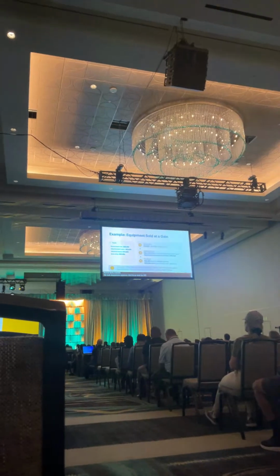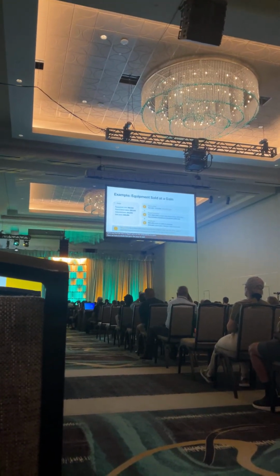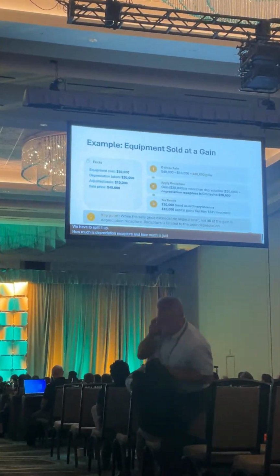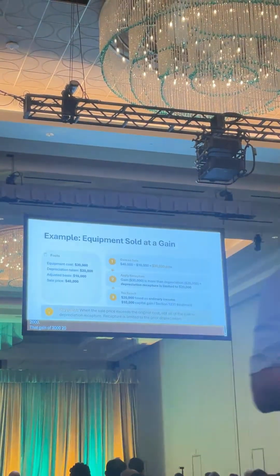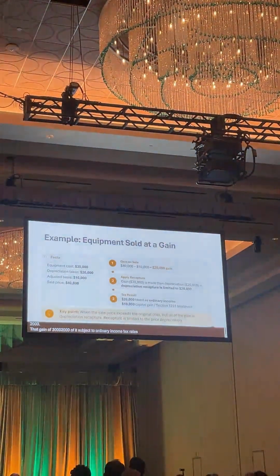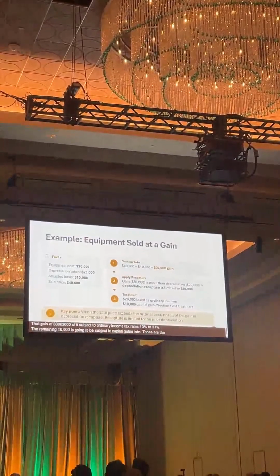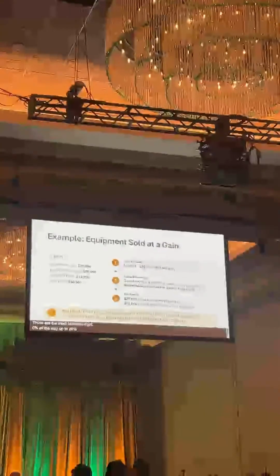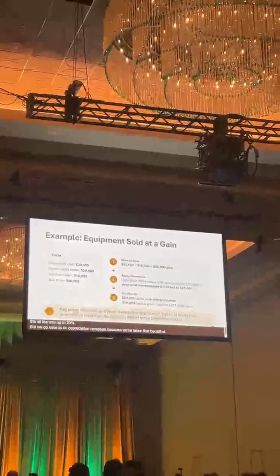$30,000 of it subject to ordinary income tax rates, 10% to 37%. The remaining $10,000 is going to be subject to capital gains rate. Those are the most favorable, right? 0%, all the way up to 20%. But we do have to do depreciation recapture because we've taken that benefit of depreciation expense.